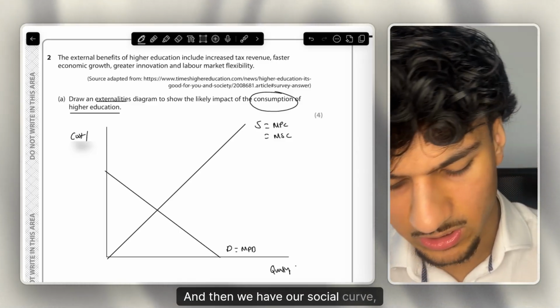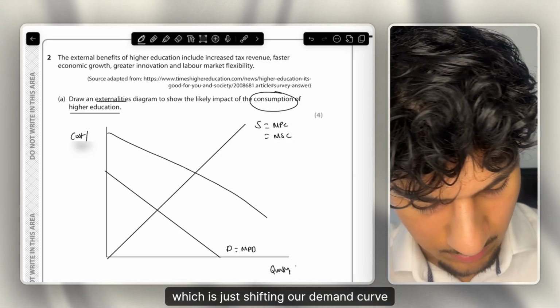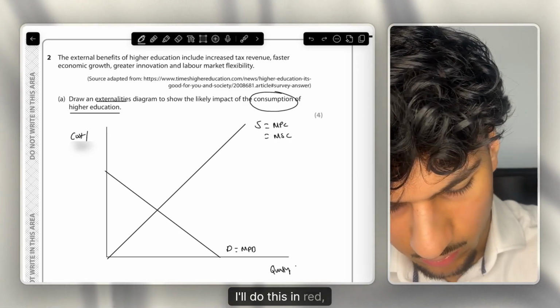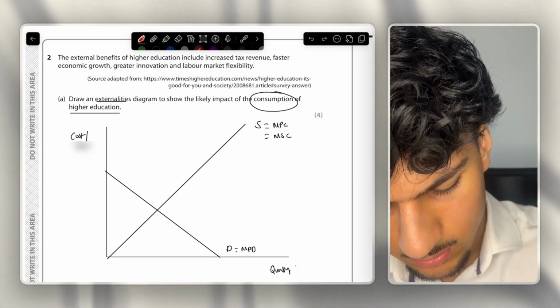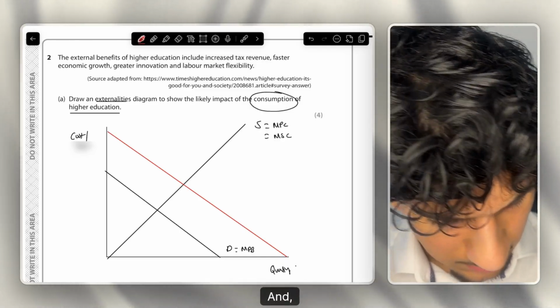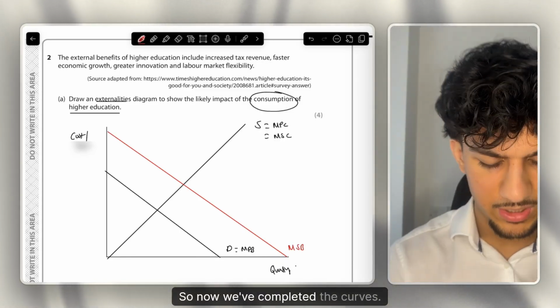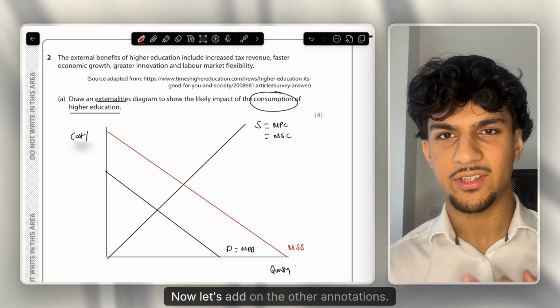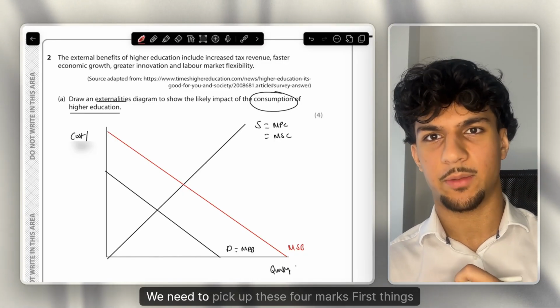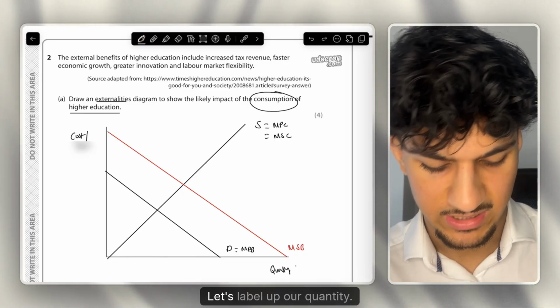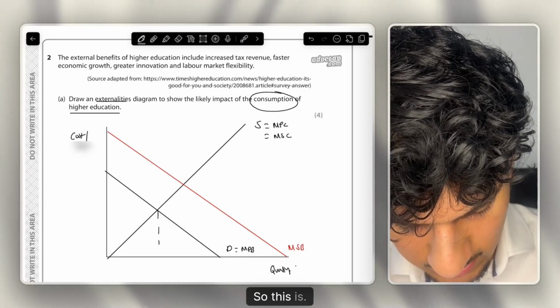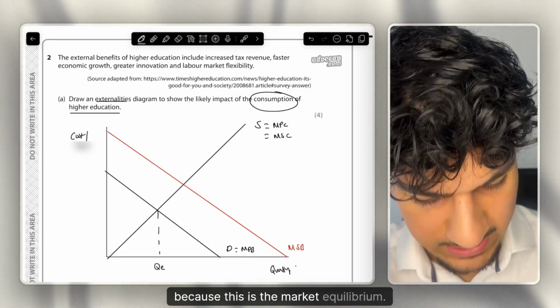Then we have our social curve, which is just shifting our demand curve outwards. I'll do this in red actually. And this is our marginal social benefit curve. So now we've completed the curves, and now let's add on the other annotations we need to pick up these 4 marks. First things first, let's label up our quantity. I'm going to label this QE, because this is the market equilibrium.